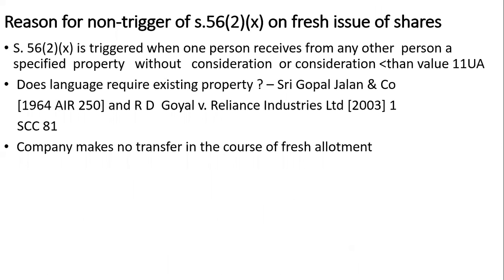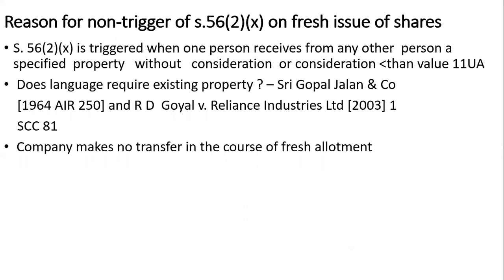The reason for non-trigger of 56(2)(x) is more important. 56(2)(x) is triggered when one person receives from any other person a specific property without consideration or for consideration less than fair value. Does the language require an existing property? Is there a right to use in existing property? No.